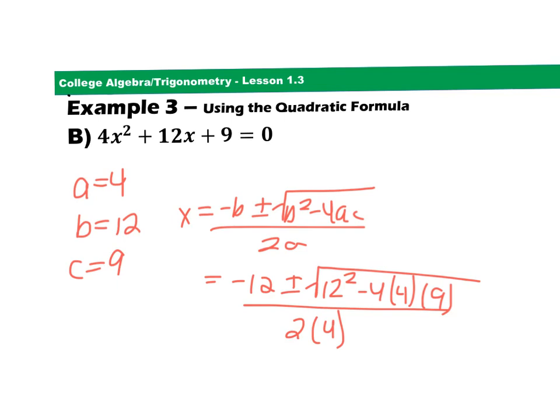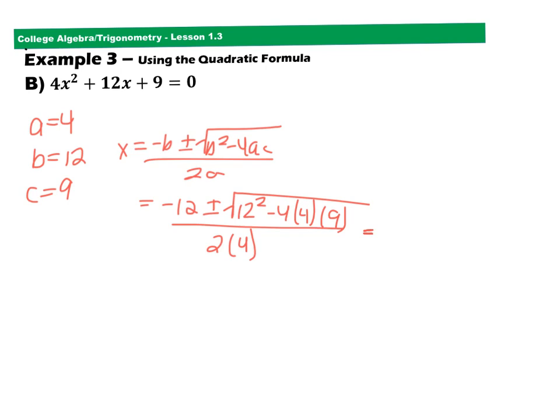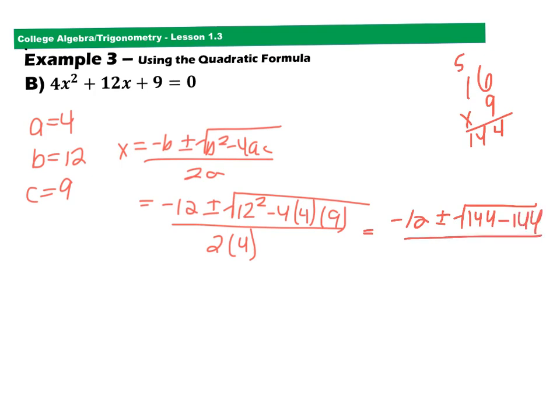You guys with me? Okay. So I have negative 12 plus or minus. Let's simplify underneath the radical. What's 12 squared? 144. All right. What is negative 4 times 4? Negative 16 times 9. Let's do 16 times 9. 9 times 6 is 54. It's 144. So I have minus 144 all over 2 times 4 is 8. Yes? Okay.